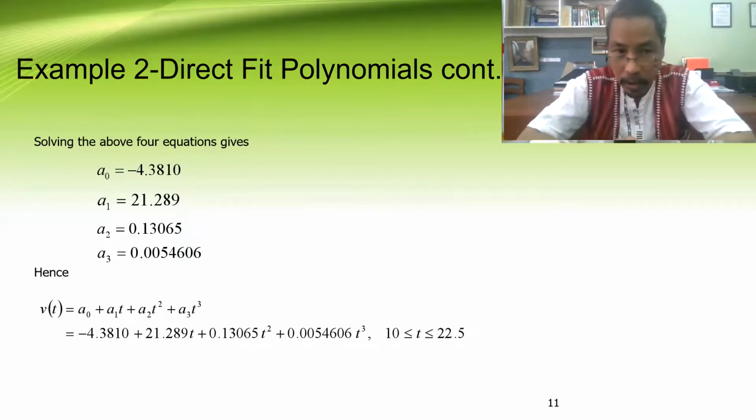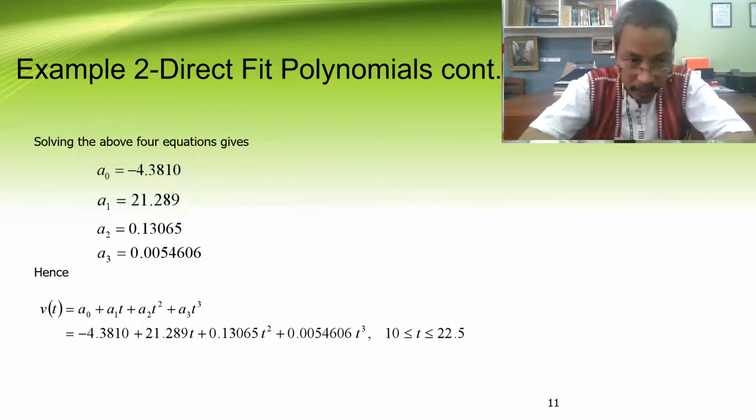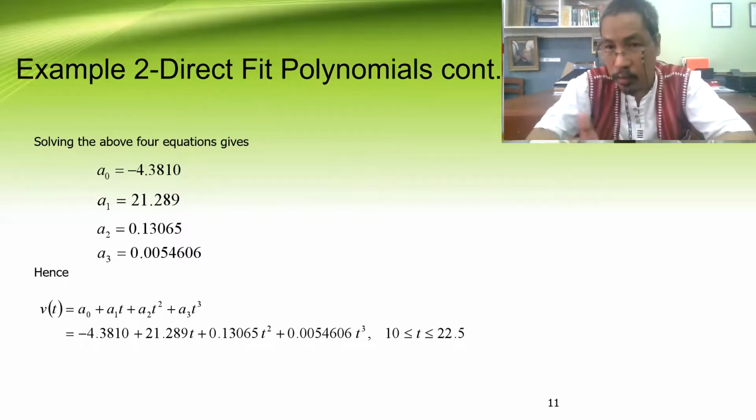So the equation for the velocity is, as given here, negative 4.3810 plus 21.289t plus 0.13065 t squared plus 0.005466 t cubed, between t equals 10 up to t equals 22.5.